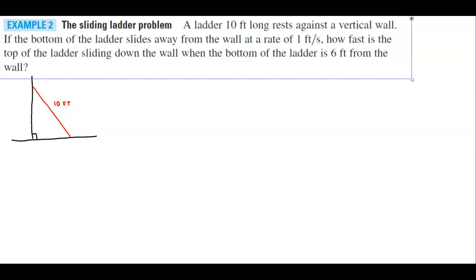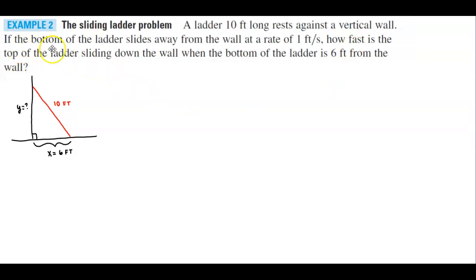And the bottom of the ladder is 6 feet from the wall. So this is 6 feet from the wall, and this is going to represent x. So x is going to equal 6 feet. Currently, we don't know what y is, so we need to figure out what y is. Now, we also know the rate.